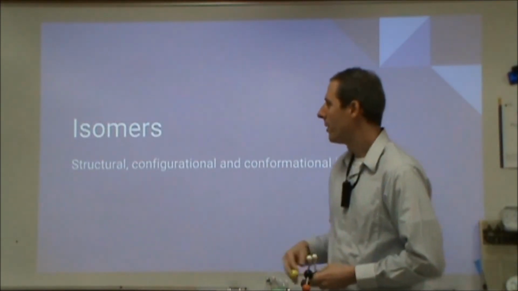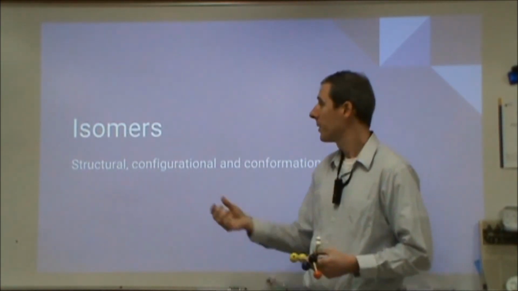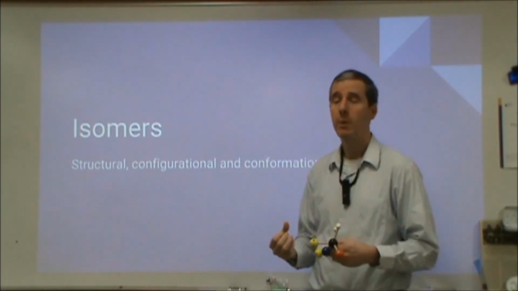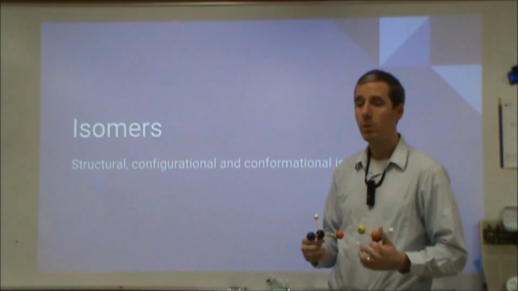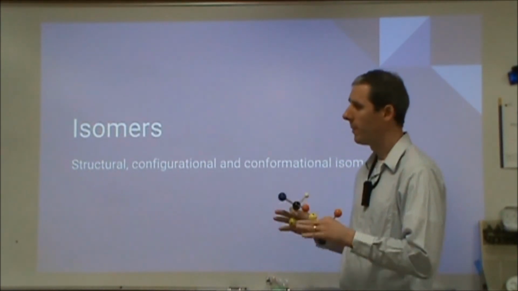Isomer derives from two different kinds of meanings. Iso is the prefix that means same, mers means parts. So when we talk about isomers, we're looking at molecules or something else that has the same parts, but in some way, shape, or form they are different.